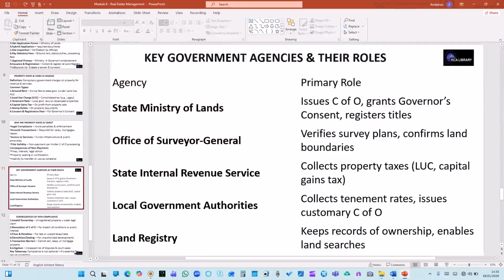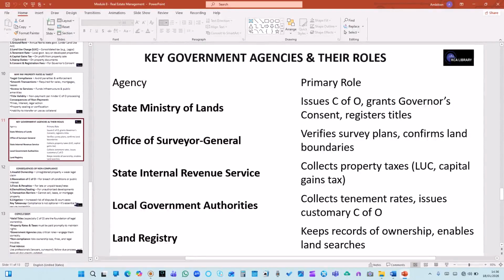Then number three agency is the State Internal Revenue Service that collects property tax such as land use charge, capital gain tax, etc. Then we have local government authorities that collect tenement rate and issue customary certificates of occupancy. Then we have the land registry, that is responsible for keeping records of ownership and enables land search. So the land registry is the primary place when you want to buy land. That is the first place to make your search, to check whether the land belongs to the claimed owner.